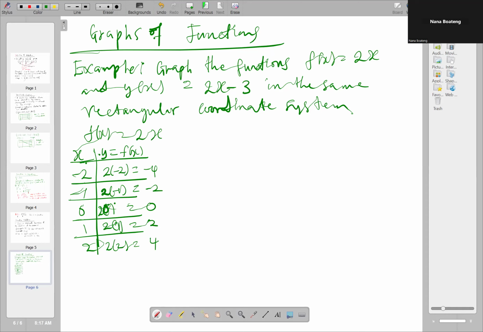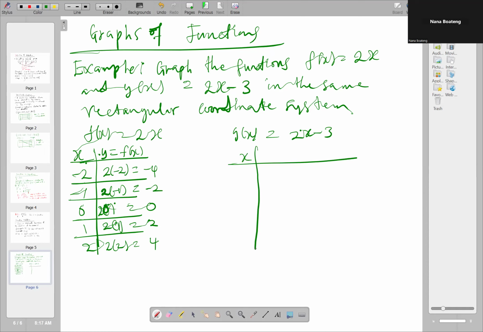Let's also get the ordered pairs for g of x is equal to 2x minus 3. So for g of x equals 2x minus 3, we have our x values again.